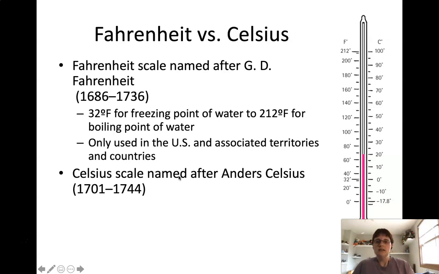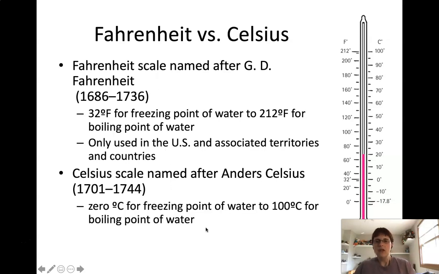So Celsius, the Celsius scale, same idea. It was named after Anders Celsius. The Celsius scale came around about the same time as the Fahrenheit scale. But this one was set so that 0 is the freezing point of water, and scaled 0 to 100 up to the boiling point.